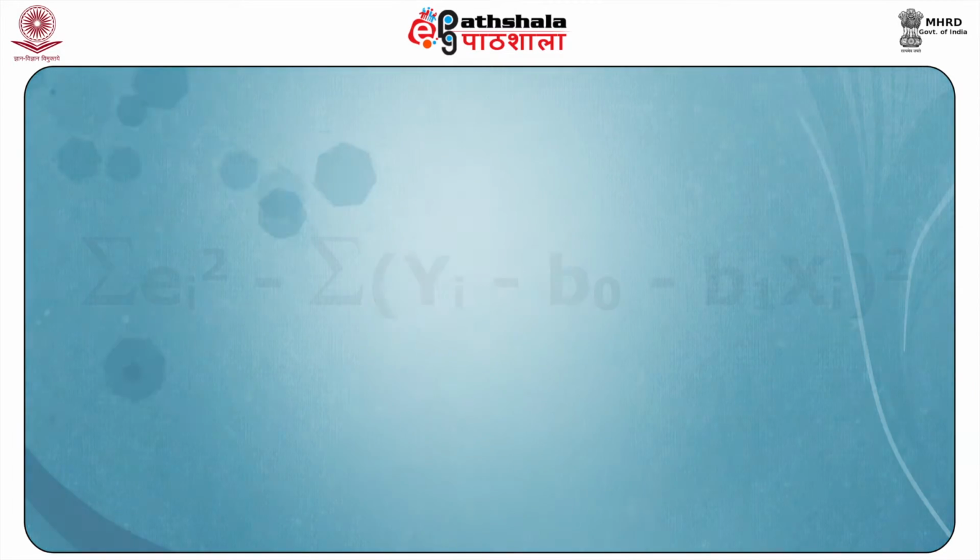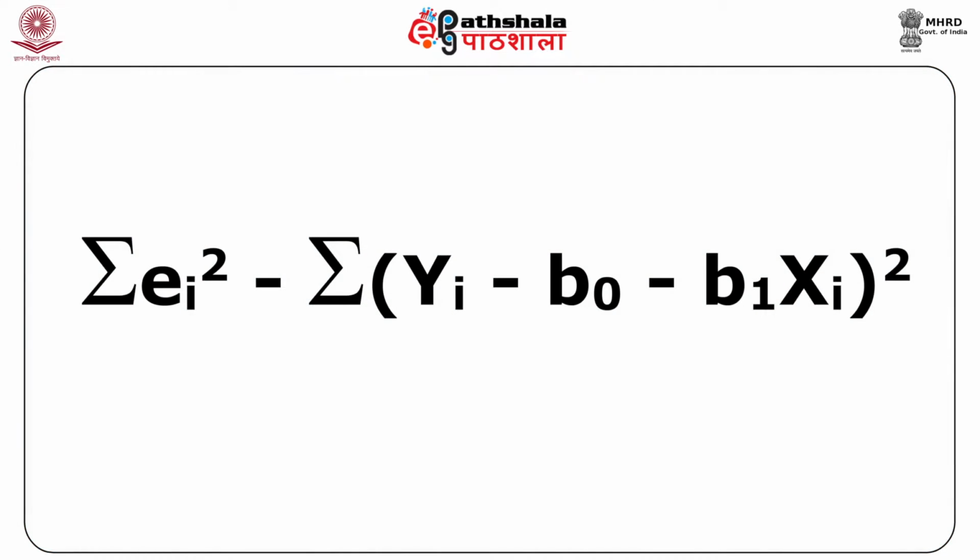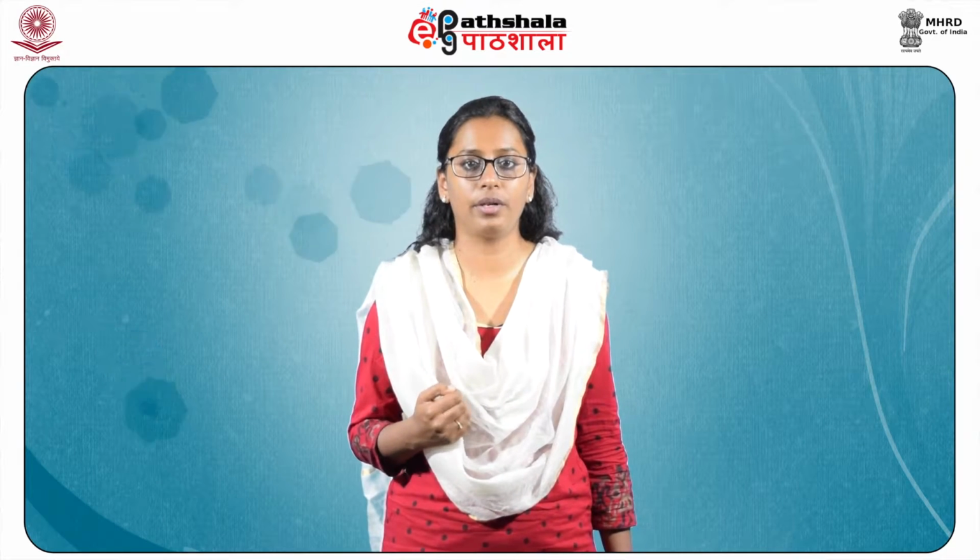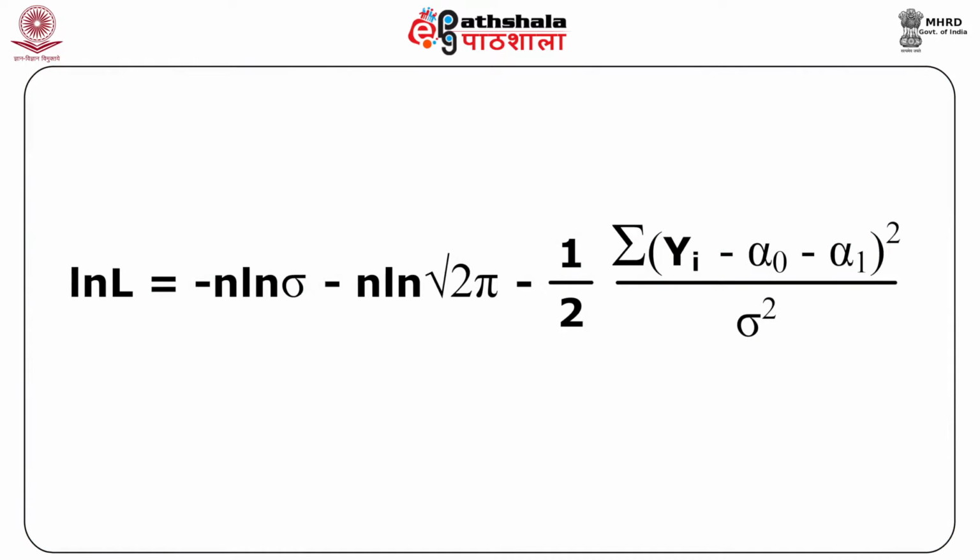This is easily deducible as in the OLS method we try to minimize the sum of the squares of the residuals, summation ei square is equal to summation yi minus b0 minus b1 xi whole square. Whereas in the ML method we maximize the log likelihood function: log L is equal to minus n log sigma minus n log root 2 pi minus half summation yi minus alpha naught minus alpha 1 xi whole square divided by sigma square.